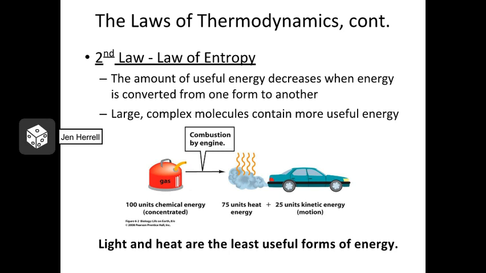So as the molecules within a closed system break down, entropy increases and the amount of useful energy that's available decreases. This is a problem for living things. In order to remain alive, living things have to build and maintain their large molecules and maintain homeostasis. So how can they do this with the law of entropy going on?